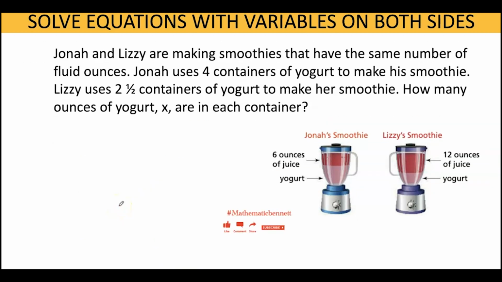All right, so this time we're going to use an equation to solve this question. We know it's 4 containers of yogurt plus 6 ounces of juice. And for Lizzie, it was 2.5 containers of yogurt with 12 ounces of juice. Since we know that both containers are equal, we know that both equations will be equal. From there, we need to get all the variables to one side of the equation and all the constants to the other side. So we can subtract 2.5x from the right side of the equation. But if we do that, we have to subtract 2.5x from the left side as well to keep it balanced.